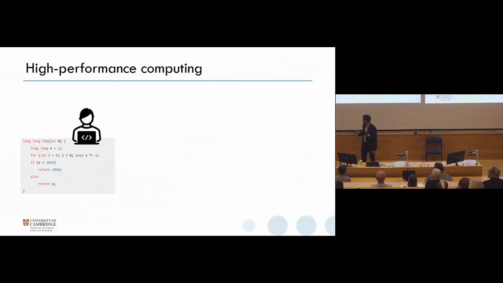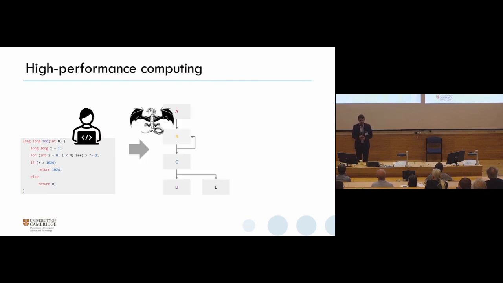So we start with a program, maybe something like this, written in C++, and we go to a compiler. The compiler turns it into a graph consisting of basic blocks, which are just straight line code, connected by edges representing control flow. Then we can view the execution of this program as a walk of this graph.